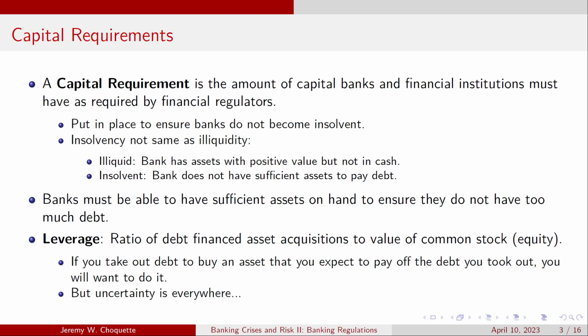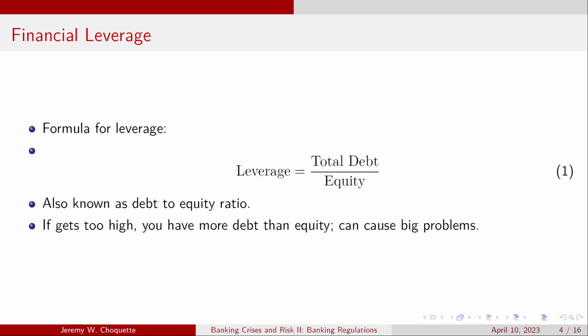Because if you want to expand your operations and you have to borrow money to do it, you need to be fairly certain that you're going to be able to pay it off. But there's always a chance that you're not. So what leverage is telling us is it's a ratio, a fraction, of the assets that were financed by debt relative to the equity that the company has, or the value of the common stock. Naturally, you don't want this ratio to be particularly high, because that means you start getting into territory where you've got more debt-financed asset acquisitions than you have equity. And that's not a particularly good thing.